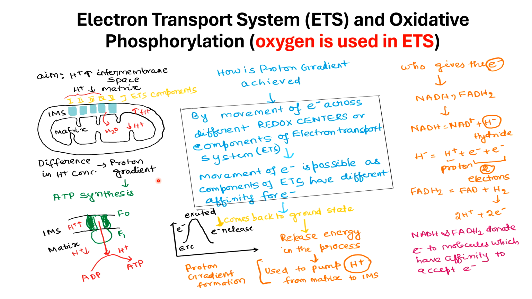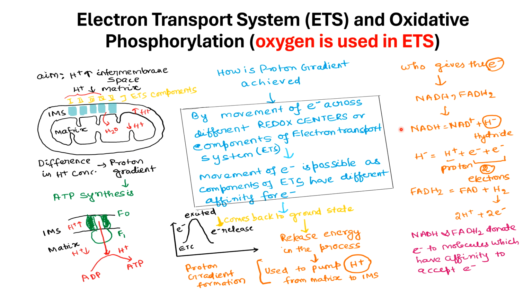Okay, another concept which you need to understand is who gives the electron. Where do the electrons come from? The component accepts the electrons, becomes excited. When it comes back to the ground state, energy is released, that helps to maintain the proton gradient, and the proton gradient is utilized to make ATP.